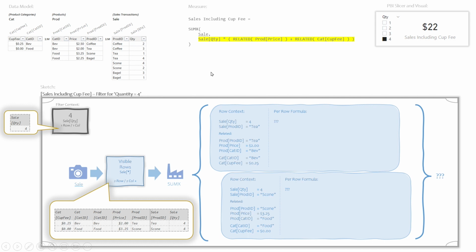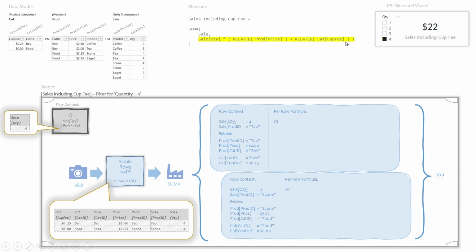Well, we're going to execute a per row formula. Let me back up a little bit, so just hit rewind there. SumX has taken this temp table that we've created and generated a set of row contexts. So what are we going to do with it? Well, for argument 2 of SumX, we're going to enter our per row formula.